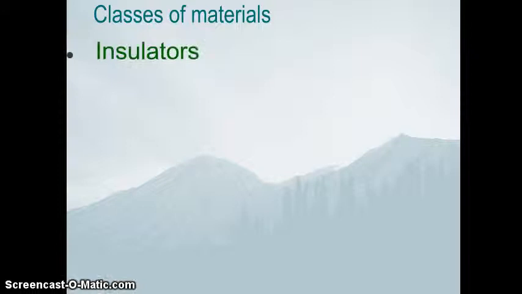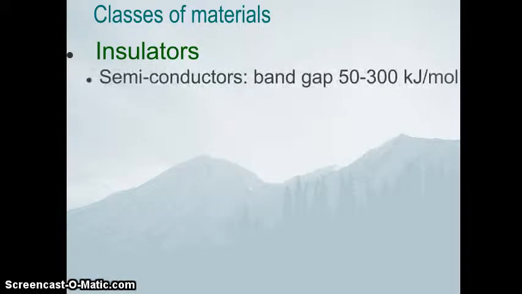So let's talk a little bit more about insulators. So we know that semiconductors have a band gap of roughly 50 to 300 kilojoules per mole. And again, we can tweak that to do whatever we want, whenever we want.